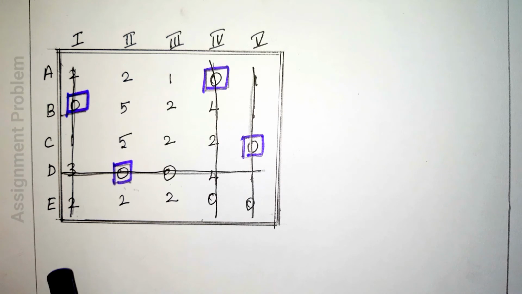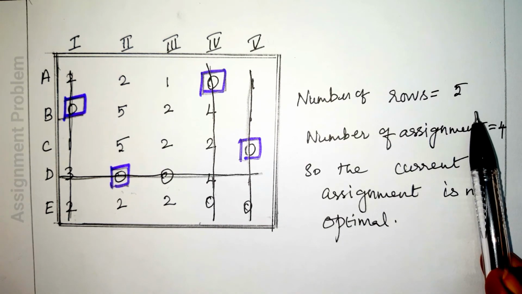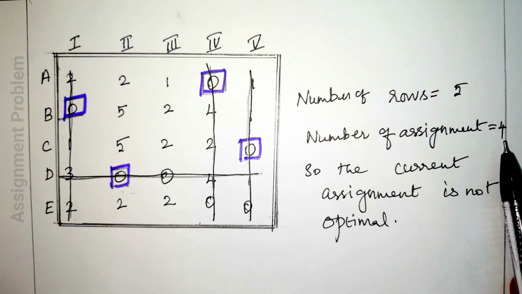After performing row scanning and column scanning, you have to check whether all the zeros are covered with lines or not. Here all the zeros are covered with lines. Next we have to check whether number of rows is equal to number of squares marked or not. Here number of rows is equal to 5, number of assignments is equal to 4. So the current assignment is not optimal. So we have to find a new cost matrix to get the optimum assignment.